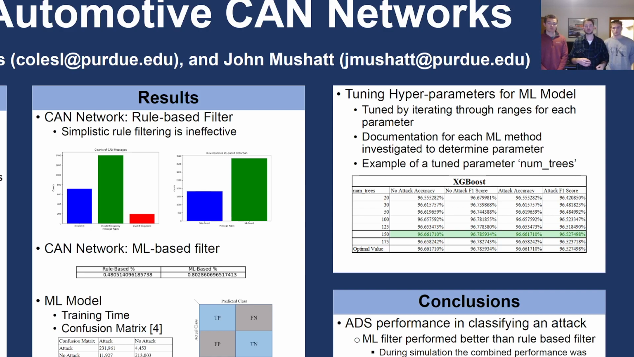This was done by iterating through ranges for each parameter, and these parameters were determined by going through the documentation that was available on the Python website. An example for this is XGBoost, where the number of trees was modified to the optimal value, and additional tuned parameters can be found on our GitHub repository.